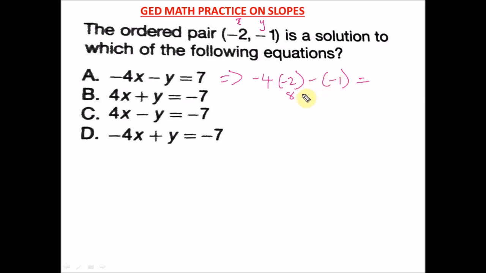This negative, we multiply this negative, we're going to have a positive 1. And when you do 8 plus 1 is equal to 9. It is not the solution. This is 7 and this is 9. It's not the same. So let's try this.